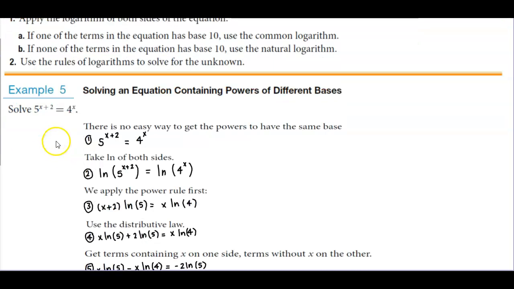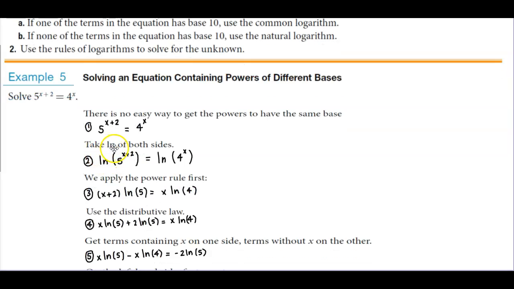So in example number 5, we want to be able to solve the equation 5 to the power of x plus 2, which is equal to 4 to the power of x. Now there is no easy way to get the powers to have the same base, because with 5 and 4, you're not going to be able to get the same base. But the one thing about logarithms is that whenever you have an exponent that has a variable, then in order to be able to solve for that, you can take the natural log or the common logarithm of both sides. Now since we don't have a base of 10, then we're going to take the natural log of both sides.